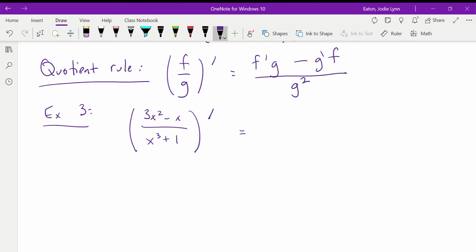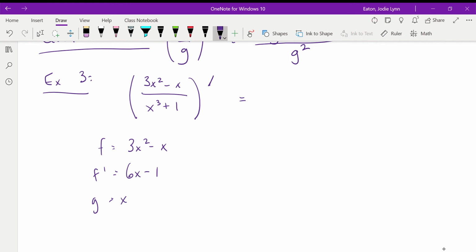Clearly this does not divide, so there's no division we can do in order to deal with this without using the quotient rule, because that would usually be our first choice. So I like to write out f is 3x squared minus x, f prime is 6x minus 1, g is x cubed plus 1, and g prime is 3x squared. Now you don't necessarily need to do this every single time as you get accustomed to the quotient rule, but I find it useful when I'm first starting out.